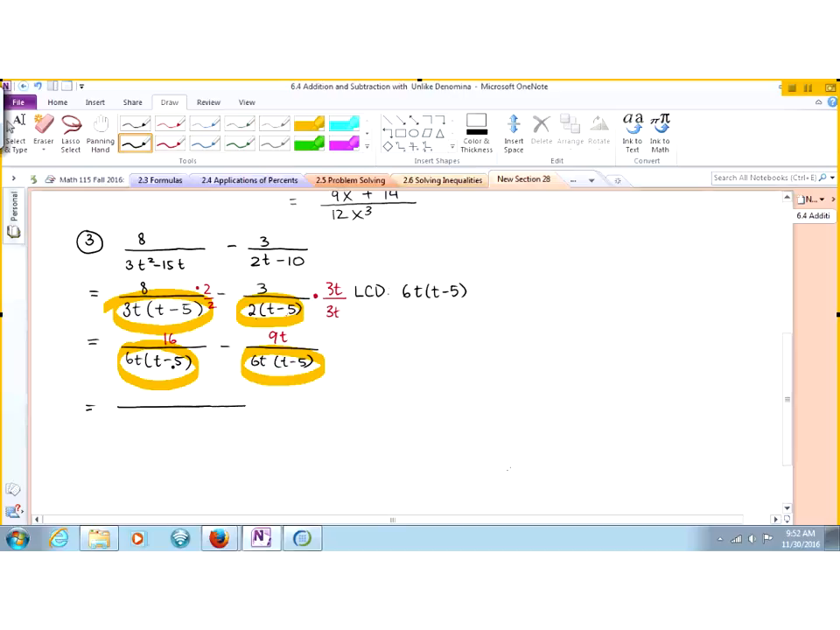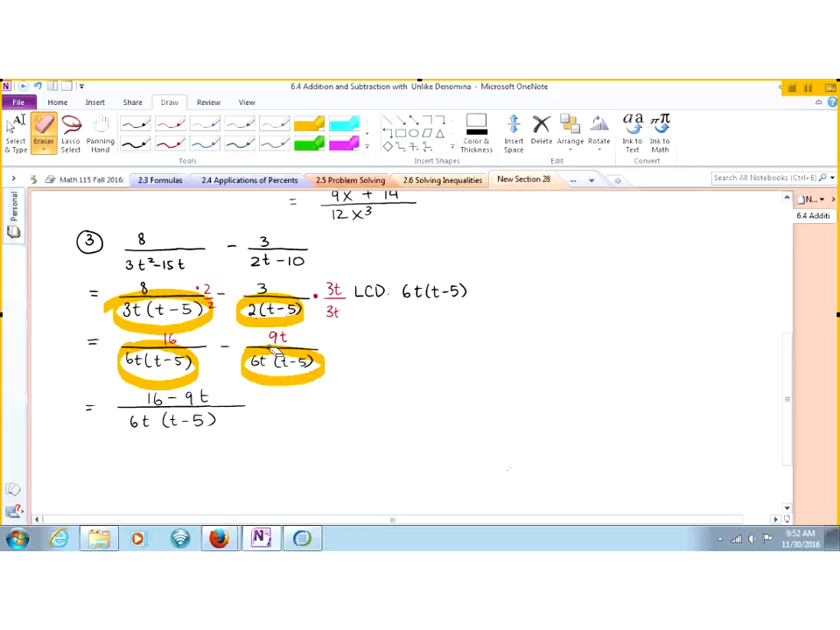Yes. So now I have the same denominator. It is 6t times t minus 5. And what's on top? What's the numerator? 16 minus 9t. Can we factor out 16 minus 9t? No, this is not a square. If this were a square, you're right: 4 minus 3t, 4 plus 3t.